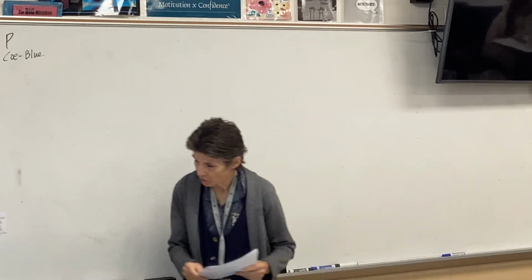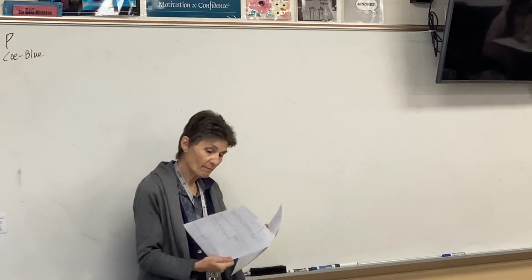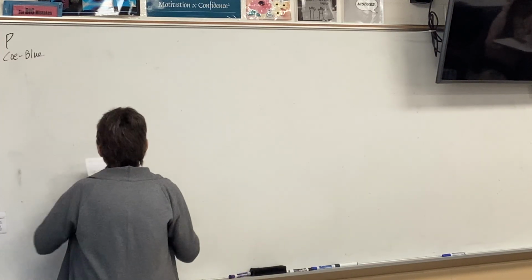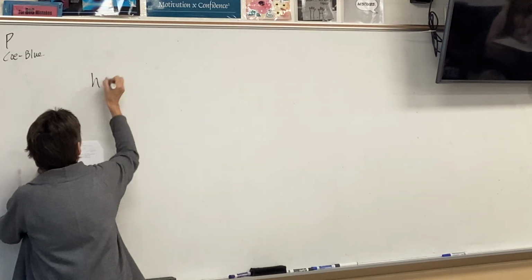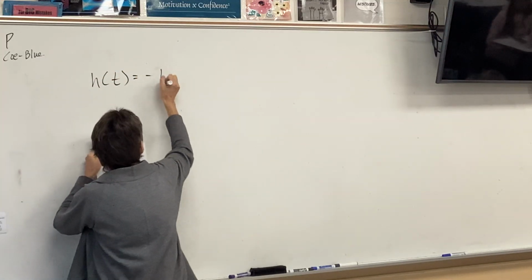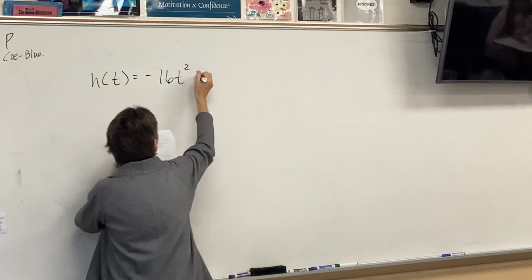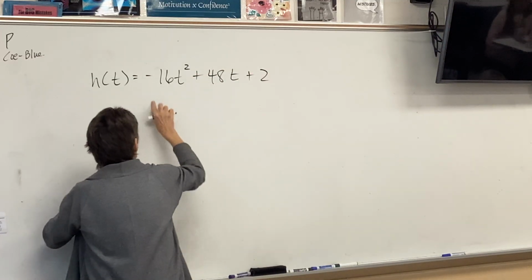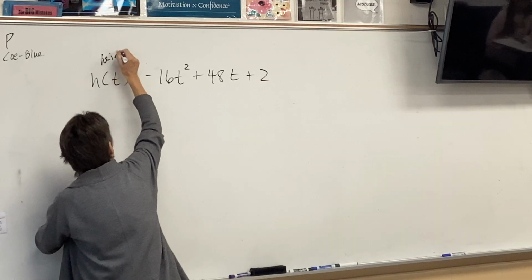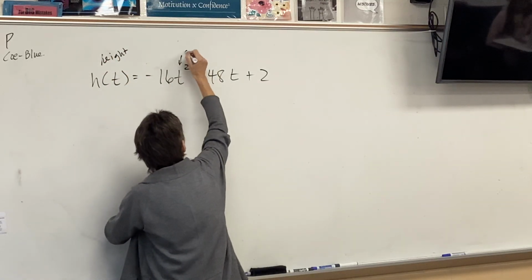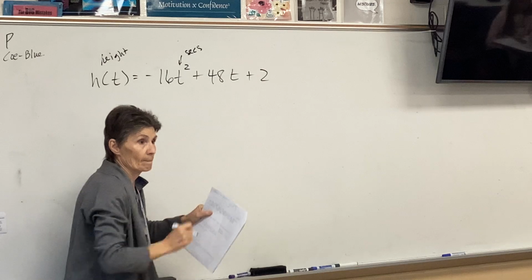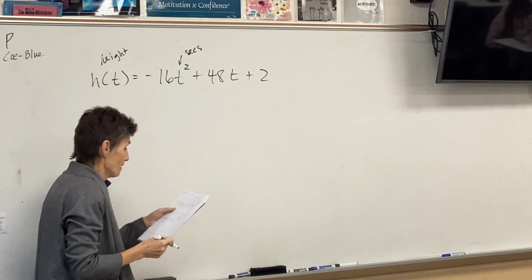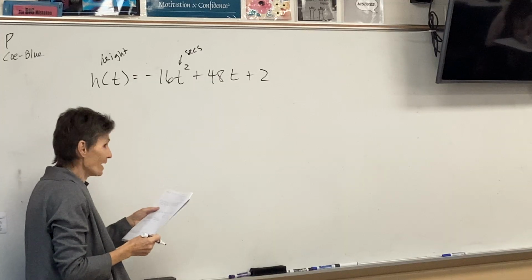So practice test 3, problem number 7 is where we are. And we have a little equation giving us the height of the ball above the ground. So this is the height, and this is the second. Okay? So here we go. Find the maximum.